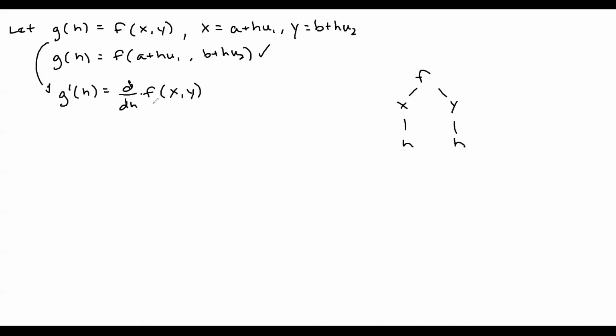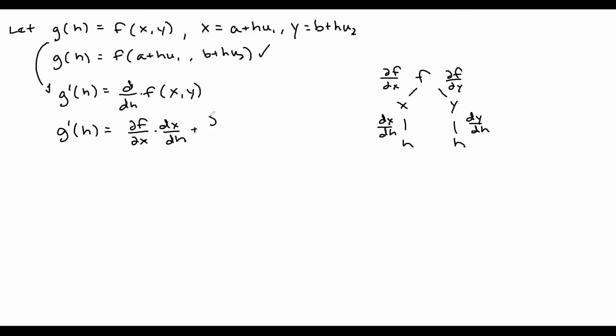So to calculate the derivative when you have a composition of functions like this, we can use a derivative tree. And so you get the partial of f with respect to x, the partial of f with respect to y, the derivative of x with respect to h, the derivative of y with respect to h. And so taking all that and putting it together, what happens? We get g prime of h equals the partial of f with respect to x times dx dh plus the partial of f with respect to y times dy dh.